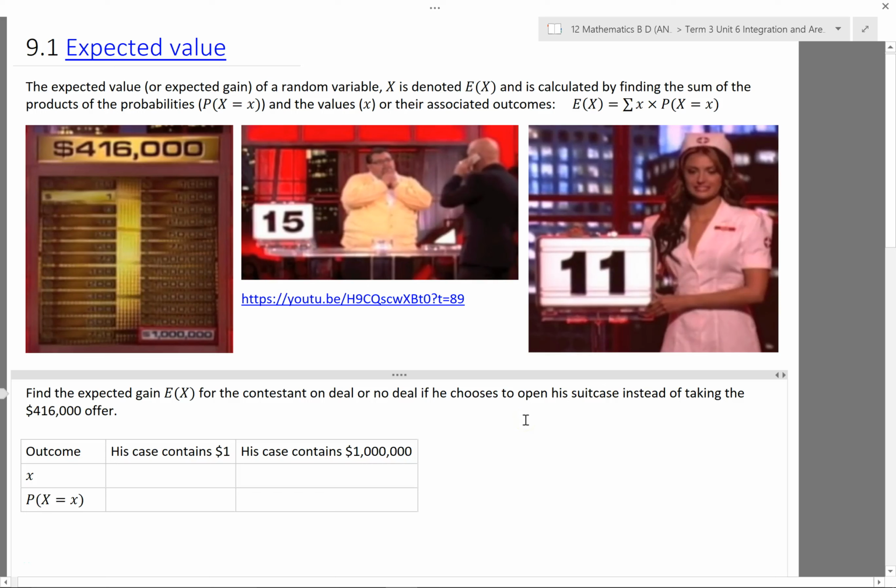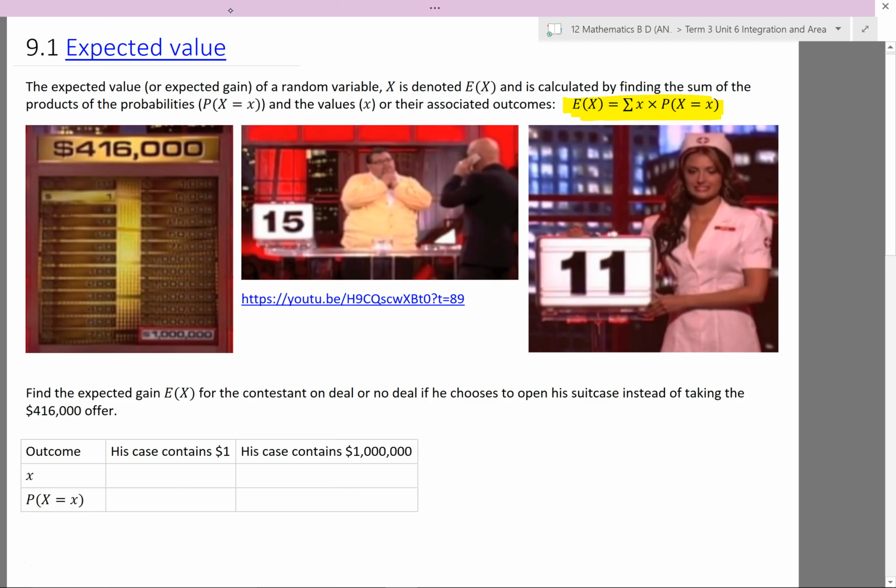Expected value is probably a more useful reason for drawing up these probability distribution tables. It's the expected gain of a random variable. It's got this symbol E(X), and it's calculated by finding the sum of the products of the probabilities and their values or their outcomes. Essentially, this will be the formula that we're using, but we'll have a look at why that's the case.